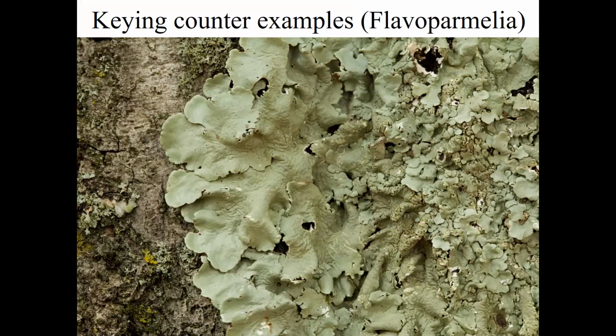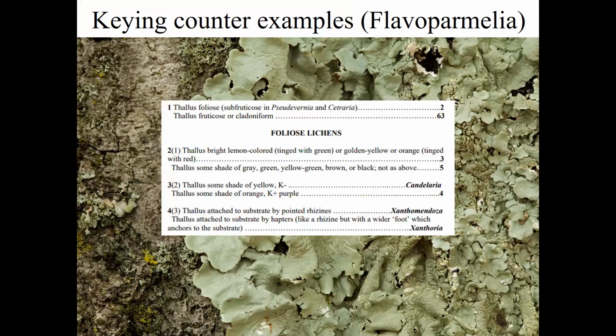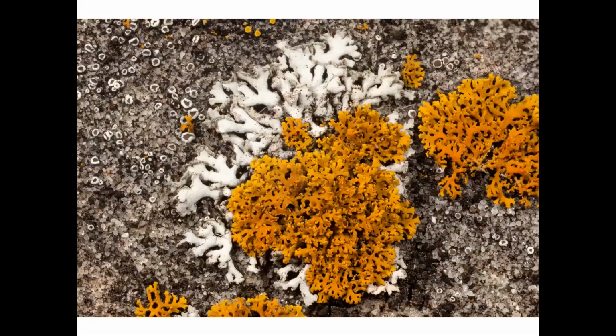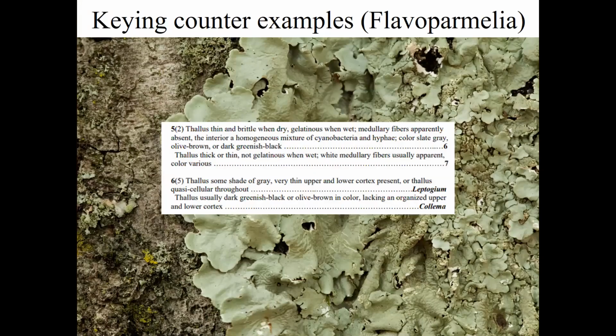So I will end with one more, just a little more variety of lichens. Imagine you're using this book to identify a lichen. There would be a dichotomous key that asks you questions. Say you had this Flavoparmelia caperata. One of the questions would say, is it foliose? And you go, yeah. What about the color? Is it gray, green, or yellow green? It's not this yellow color or this orange color.